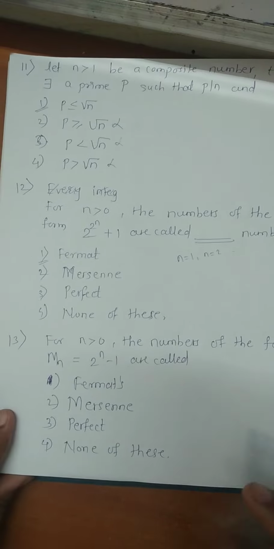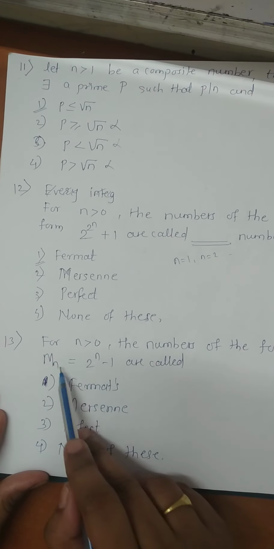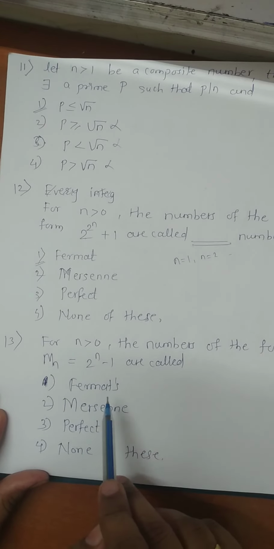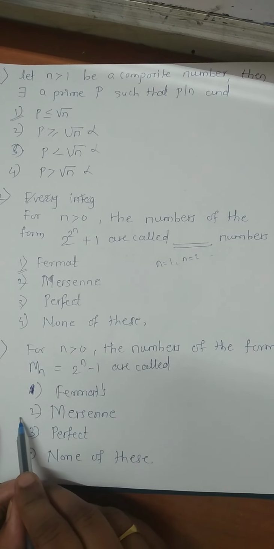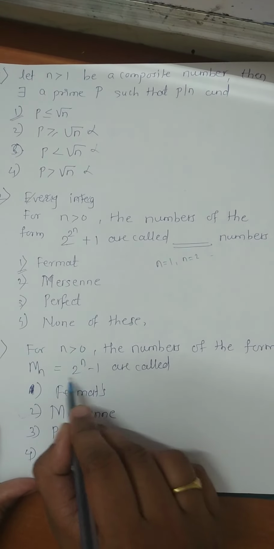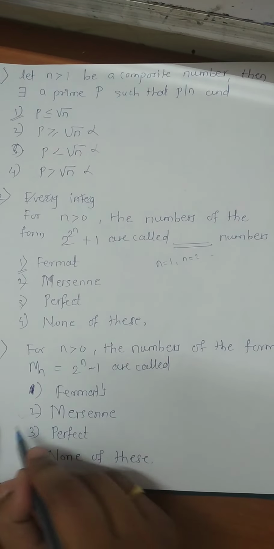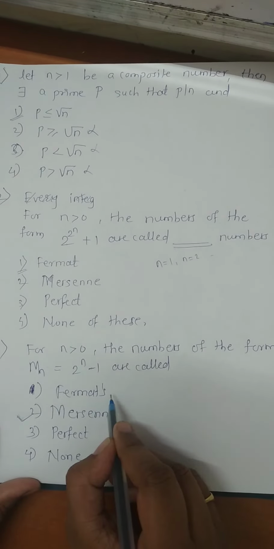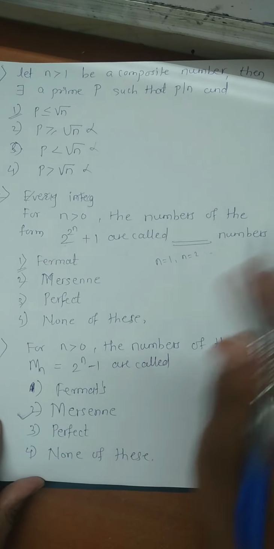Third MCQ, for n greater than 0, the numbers of the form Mn is equal to 2 to the power n minus 1 are called Mersenne numbers. Remember this, this is not a Fermat number. Fermat number is 2 to the power n plus 1. This is Mersenne's number.